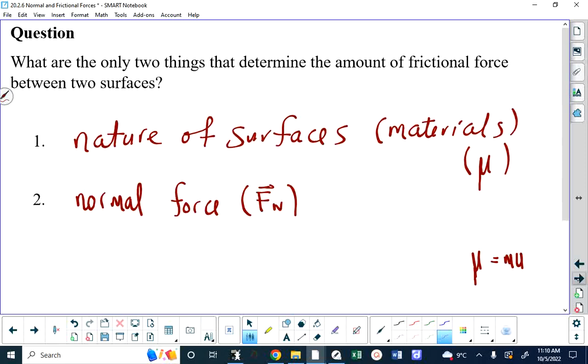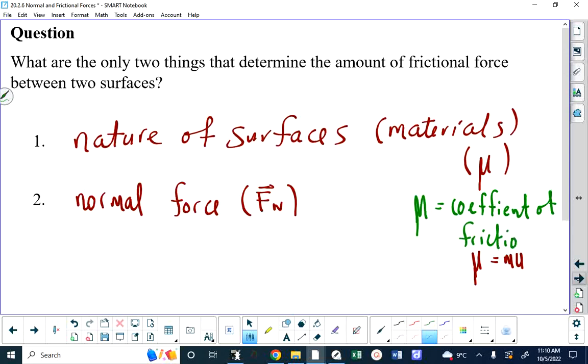And what mu is in this context, we use it for another context. It actually means multiplied by 10 to the negative 6 as a metric prefix. But that's not what it means here. It's called the coefficient of friction. It's a U. It's where we got our U from. It's called the coefficient of friction.